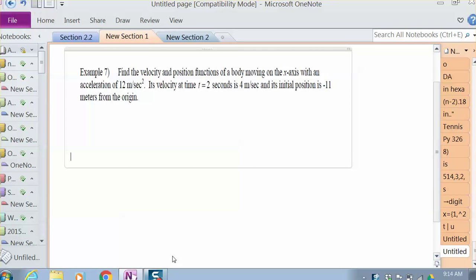So we're going to look at example 7 from the section 4.2 notes. It's the last example. I believe it's on page 6. I can't remember how many pages these notes had.